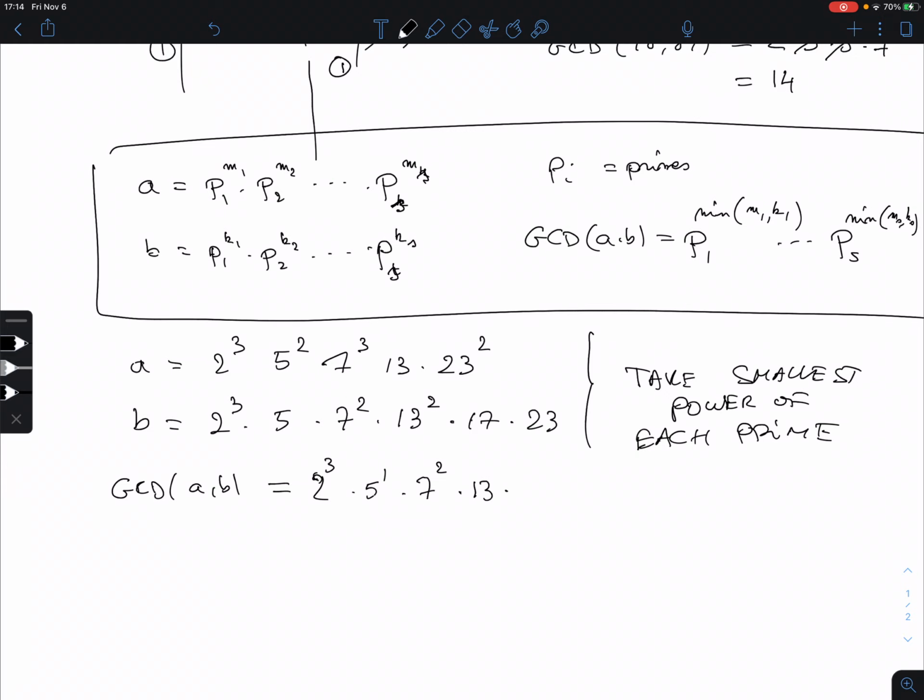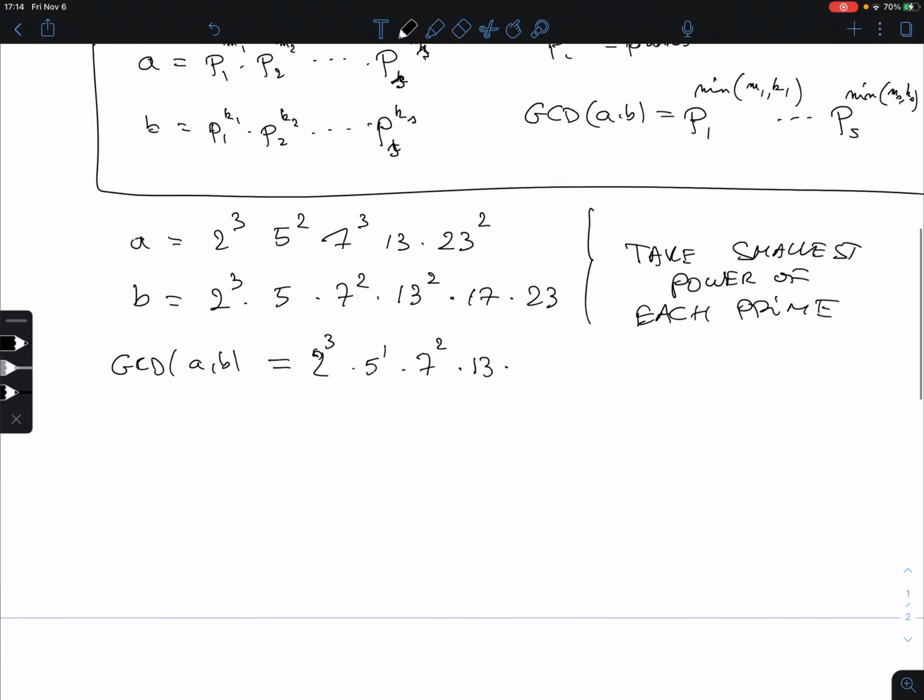17 occurs only once, so, sorry, I misspoke. I keep saying highest for some reason. For 13, the lowest power is 1. For 17, the lowest power is 17 to the power 0, so we're not going to write that. 19 doesn't even occur, and 23 is the next prime. I don't have my list anymore, so that would be 23. So this is the GCD, we can read it off just from the prime factorization.